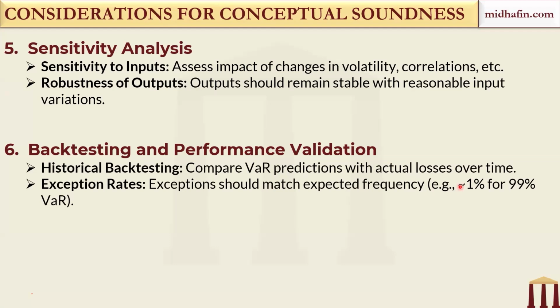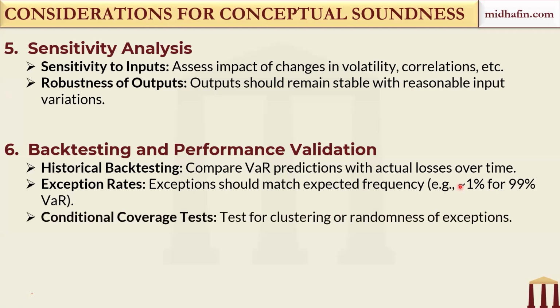To get a bit more rigorous, if you remember, in the previous chapter on back testing we used to have the conditional coverage test. So we run conditional coverage tests to check whether those exceptions are just randomly scattered or whether there is clustering at certain times, which can indicate deeper model issues. This trio of techniques helps you see whether the VAR model is practical, stable, and aligned with real world market behavior. It also allows you to test it at a very basic level.